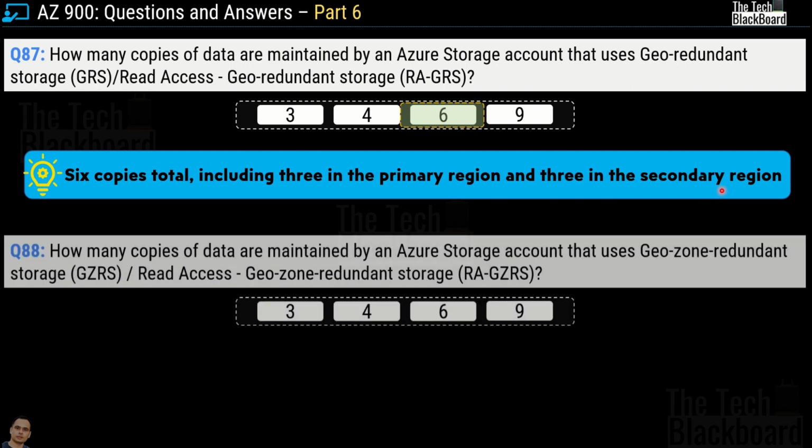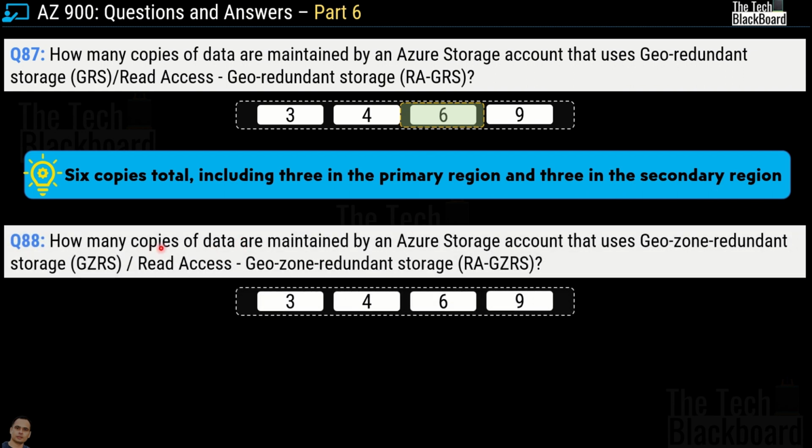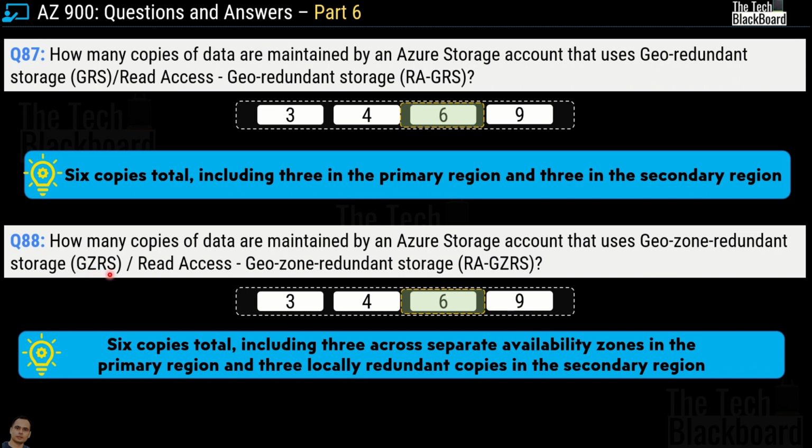Moving on to the other similar question, question number 88 says, how many copies of data are maintained by an Azure storage account that uses geo-zone-redundant storage, which is GZRS, or read access geo-zone-redundant storage, which is RAGZRS? And your options once again are 3, 4, 6 or 9. And the correct answer once again is 6. So where are these 6 copies maintained? Well, in case of GZRS and RAGZRS, 6 copies in total, including 3 across separate availability zones in primary region and 3 locally redundant copies in secondary region.